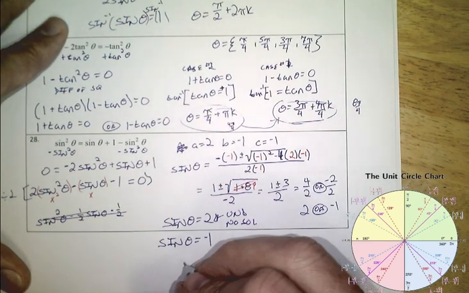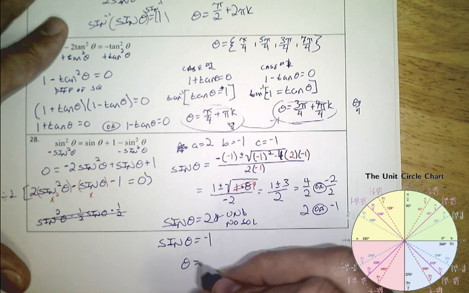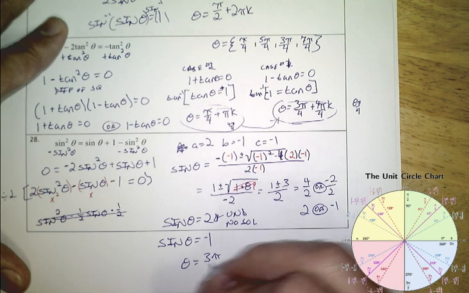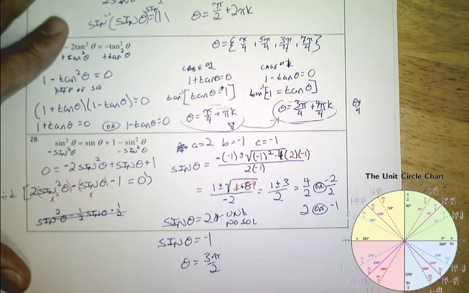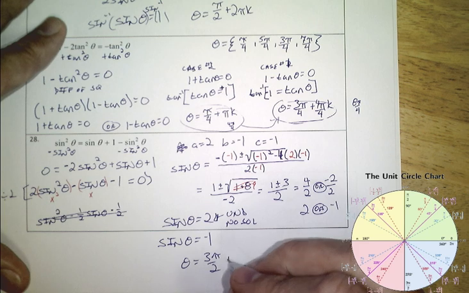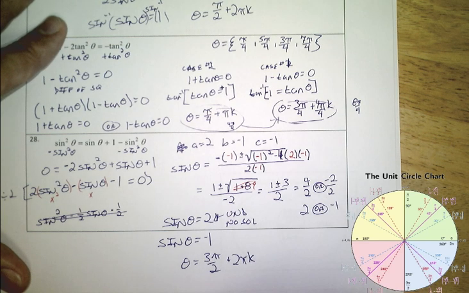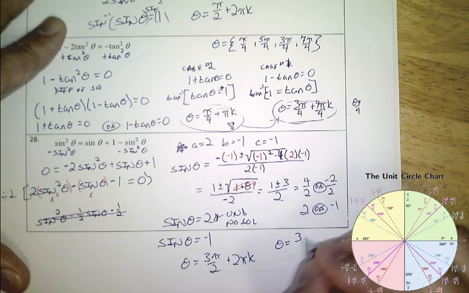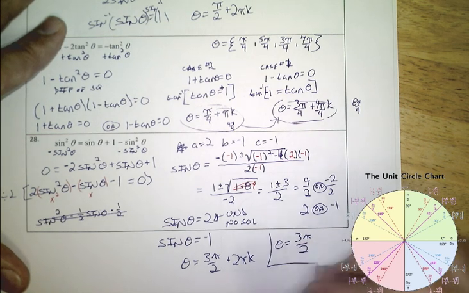But this one works out to be, so sine is negative 1 at 3 pi over 2. And that's the only spot that it's negative 1 on the first rotation. And then it's plus 2 pi k, but adding or subtracting that takes it off the unit circle, takes it out of our interval. So that ends up being our only solution. Theta is equal to 3 pi over 2.